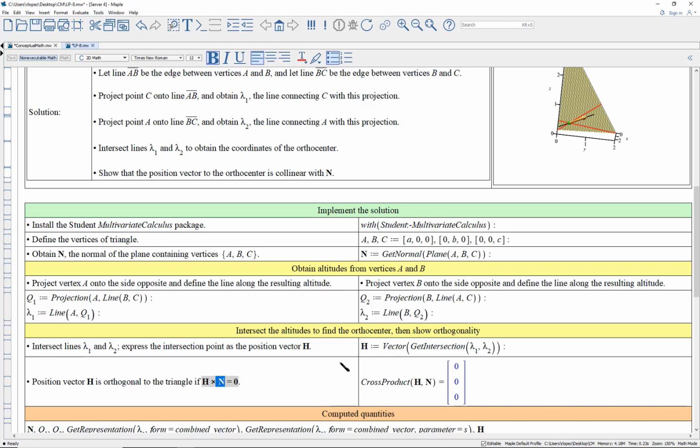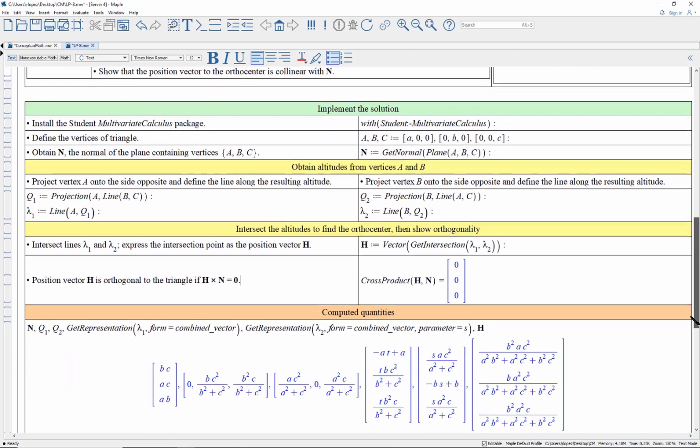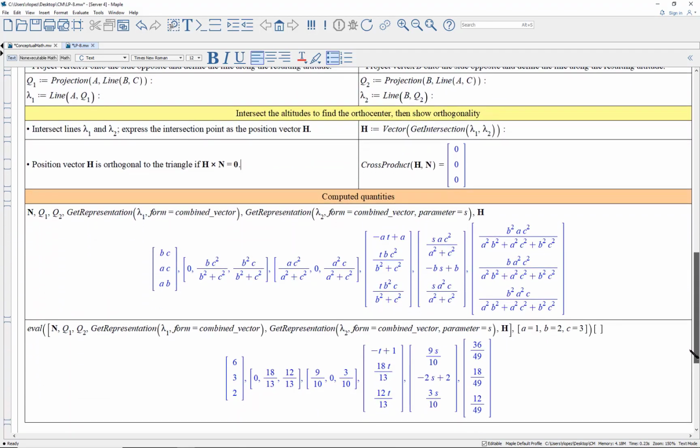You make that a vector because you want to show that H, the orthocenter, which is that vector, is collinear with the normal N. And here we do the cross product, and we get the zero vector. Then finally, in order to make sure that I could actually see something concrete, I listed some of the quantities that are hidden up above. This is what the normal looks like. These are the 2 points where the altitudes touch the opposite side.